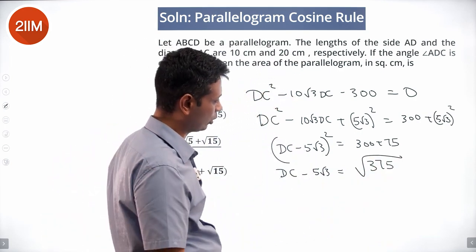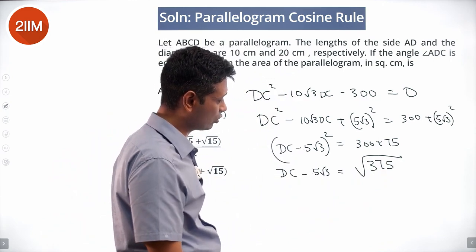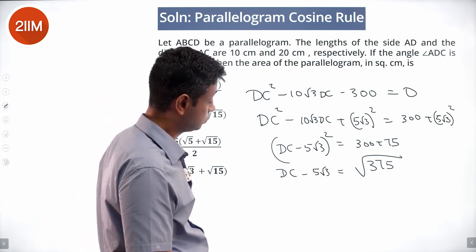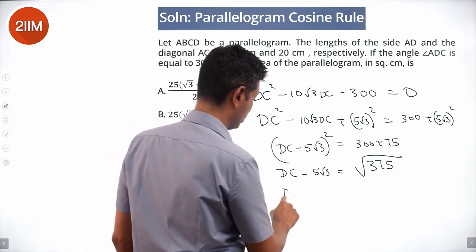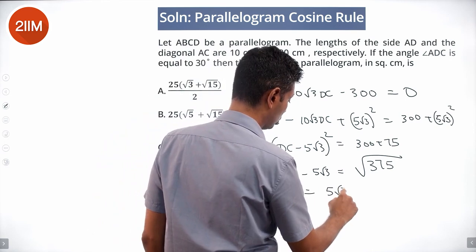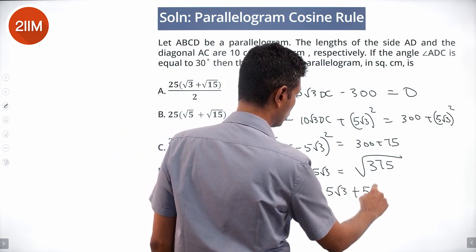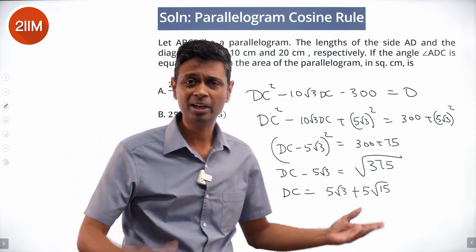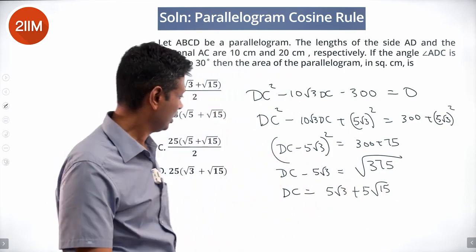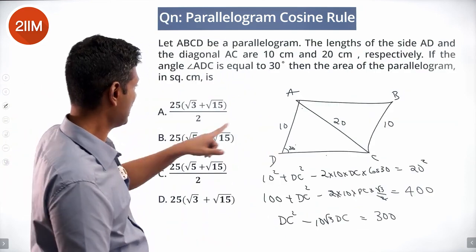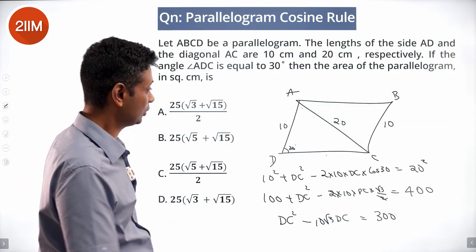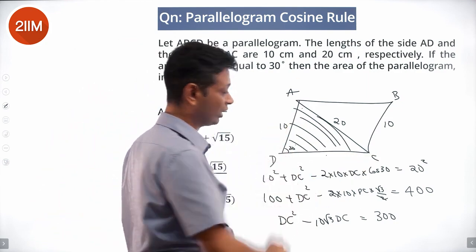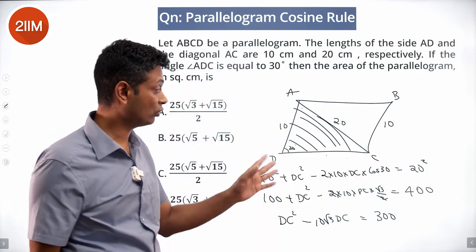Nice. Square root of 375, we can take a 25 outside. This is 25 into 15. So DC equals 5 root 3 plus 5 root 15. Nice, so we've got DC by completing the square and all of that. We know AD is 10. So area of this triangle is half into AD into DC into sine 30, into 2 would be area of the parallelogram.